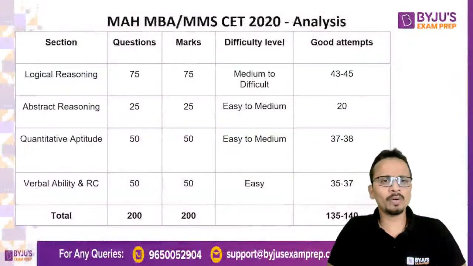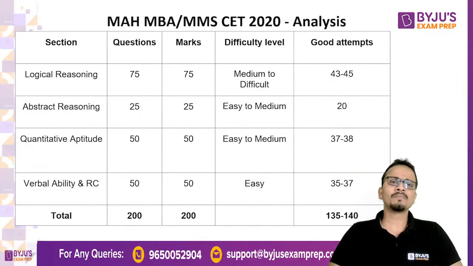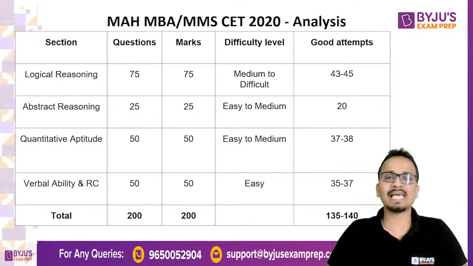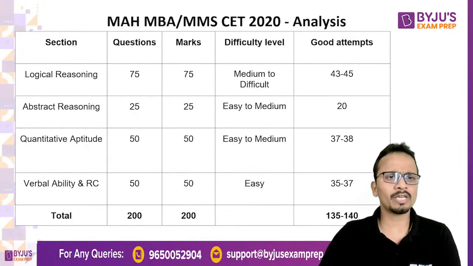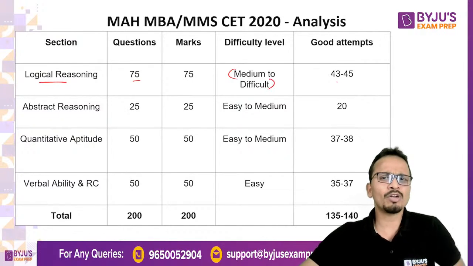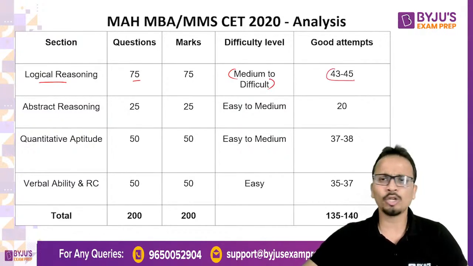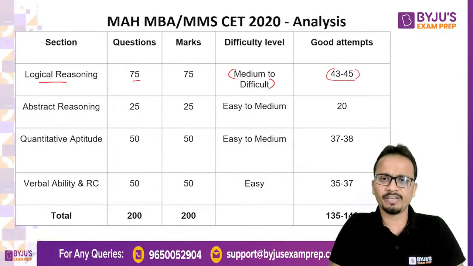Now, before we go ahead and elaborate the quant section, let us look at the analysis of MHCT 2020 examination. Okay, so a brief analysis. Talking about the logical reasoning section, there were 75 questions. The level of difficulty was medium to difficult, so the number of attempts was a little on the lower side. Good attempts will be somewhere around 43 to 45.